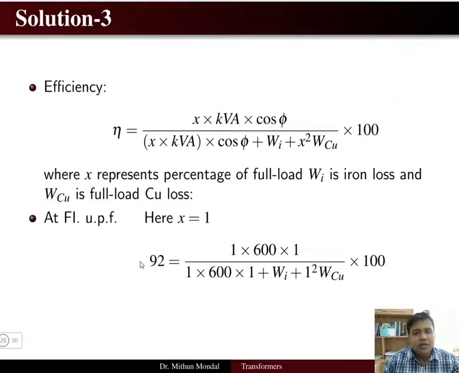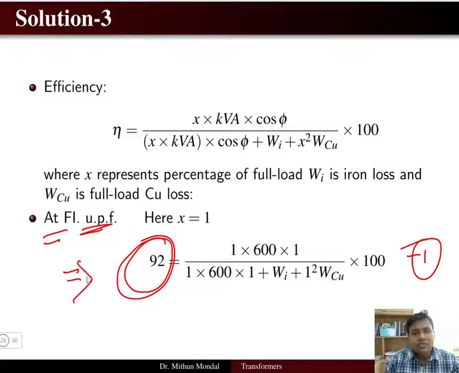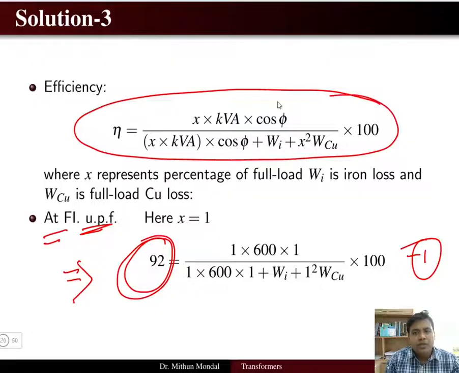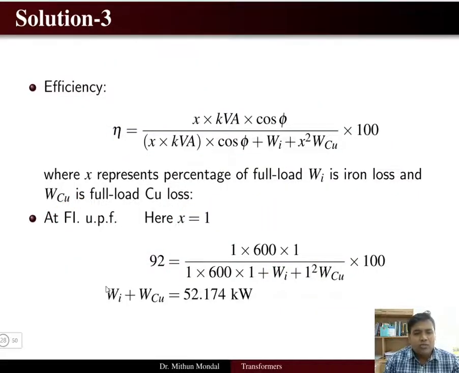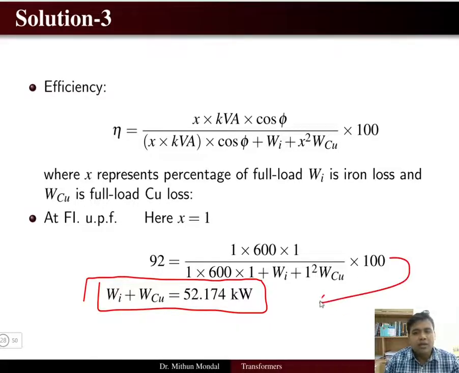So condition 1: it was given that at unity power factor full load condition, the efficiency was 92%. So we will use this relationship from this formula, and all the data are given to us except the iron loss and the copper loss. So since it is a full load condition, we can take X to be 1. So we get a relationship that iron loss plus copper loss is 52.174 kilowatt, and we can use this as equation number 1.